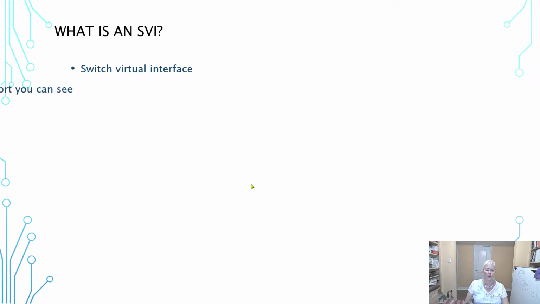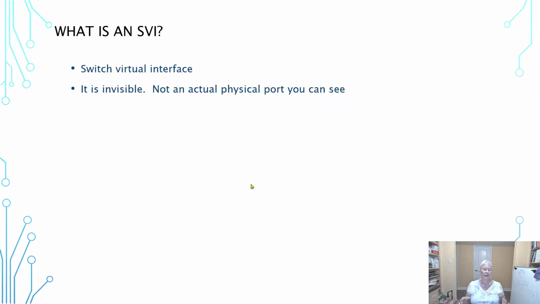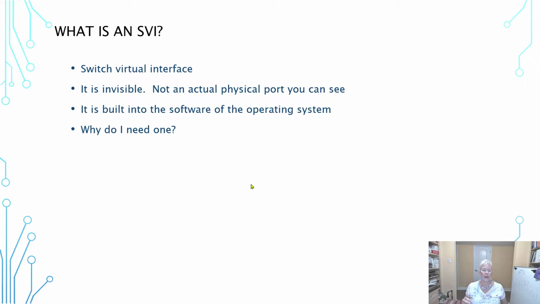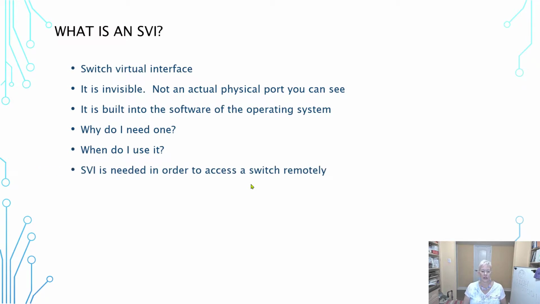The switch virtual interface. This is an invisible interface. It's not an actual physical interface or something that you can see. It's built into the software of an operating system. This is a way that we can add an IP address to a switch. The switch functions at layer 2. And at layer 2, all we have is MAC addressing. If I want to be able to manage a switch remotely or get into the switch from an in-band connection, I need to set it up with an IP address. That's why we have switch virtual interfaces.